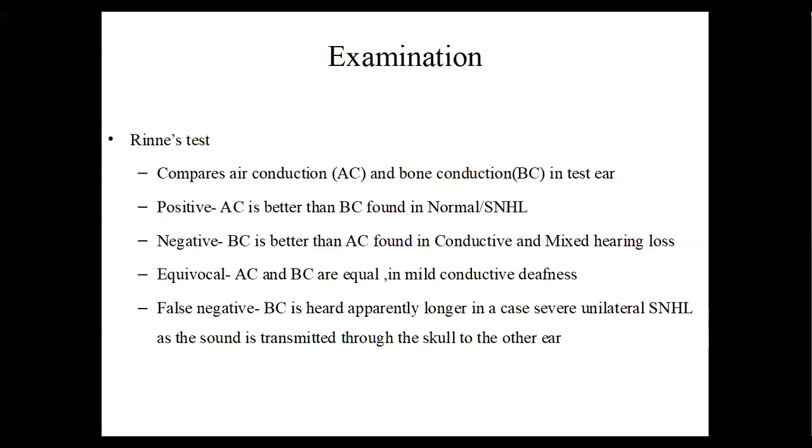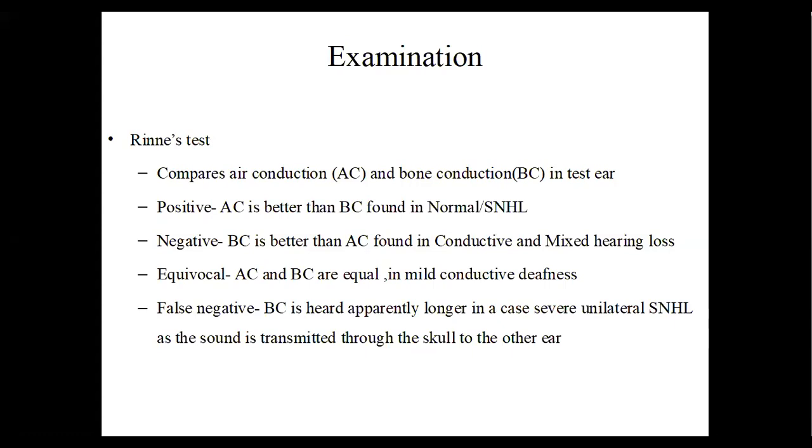Why? Because the 512 Hz tuning fork has a few advantages. That means it falls in the speech frequency range. The speech frequency is 500 Hz to 2 kilohertz, the range with which we speak. So 512 Hz falls well within the speech frequency. Then tone decay is less with 512 Hz and overtones are also less. So these are the advantages. Why are we using 512 Hz?